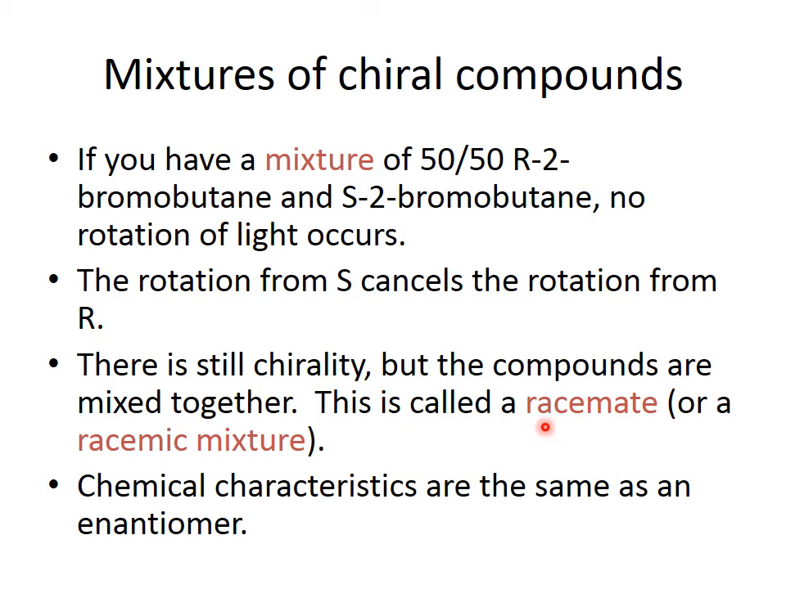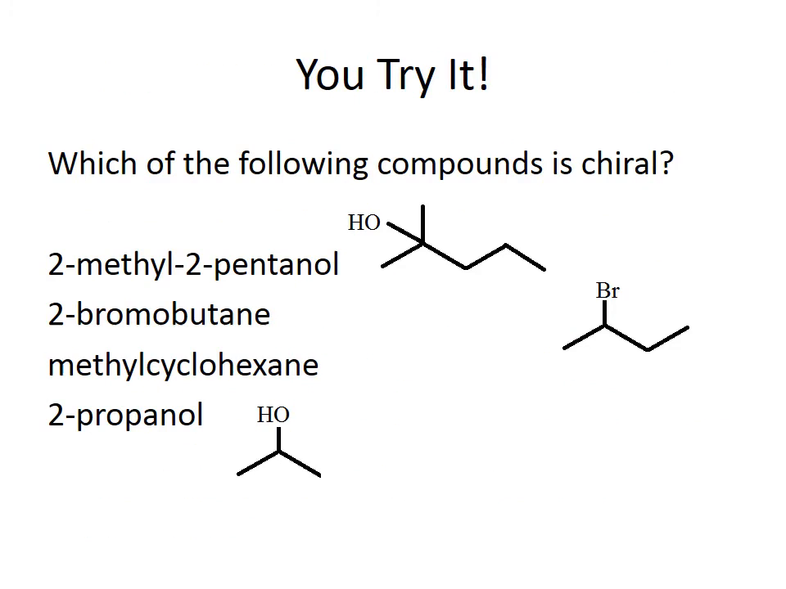The 50-50 mixture of 2 enantiomers is called a racemate or a racemic mixture. The chemical characteristics are going to be the same as for an enantiomer. All the melting points, boiling points, etc., are going to be the same for the racemate as for the enantiomer. It is just going to be that you don't have rotation of light.